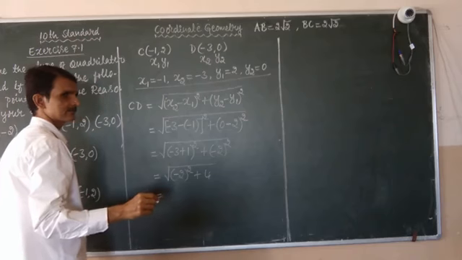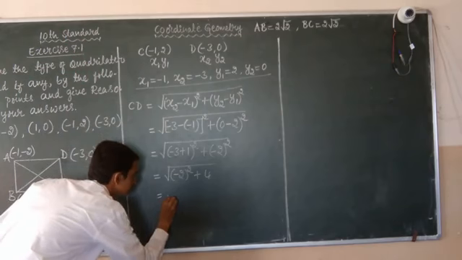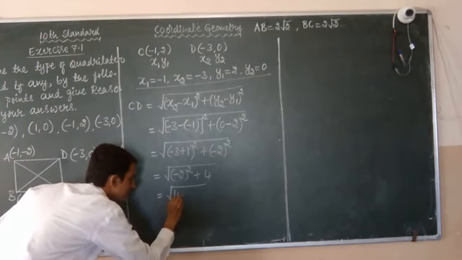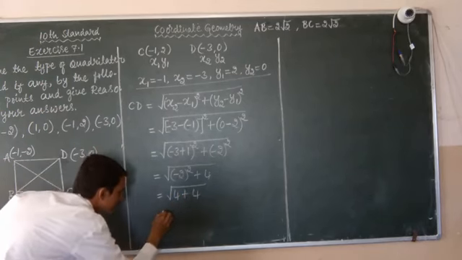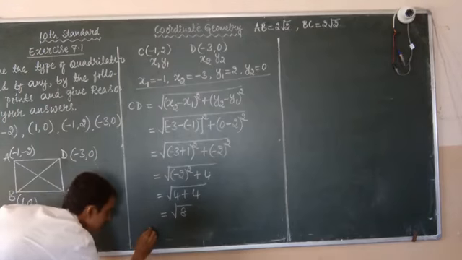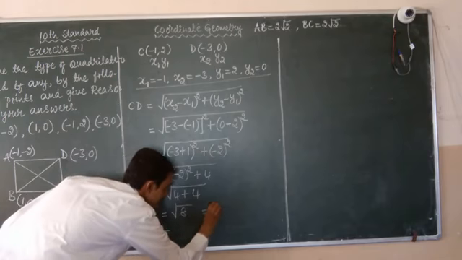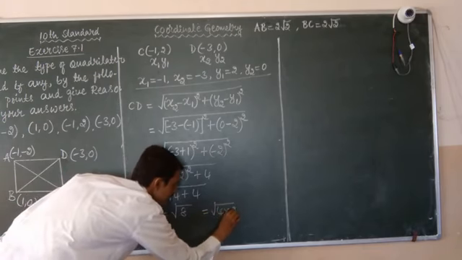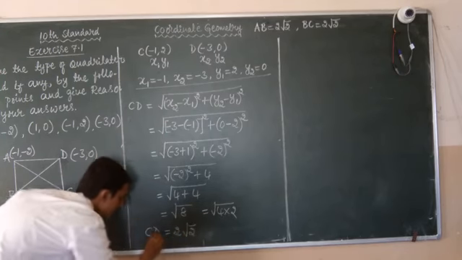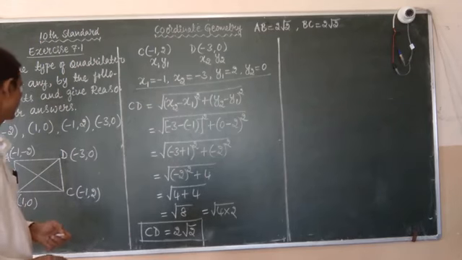So it is -2 whole square, 4 plus 4. So again we got the same answer. That means CD equals root 8, this can be written as 4 into 2, 2 root 2. The value of CD is 2 root 2.